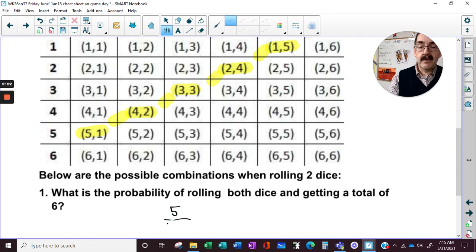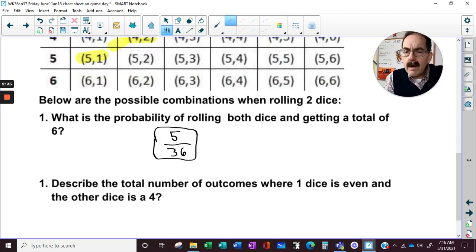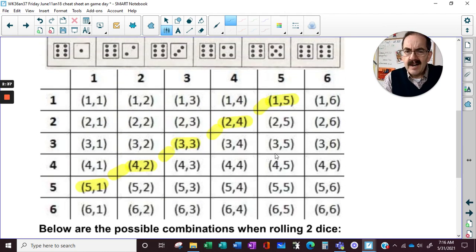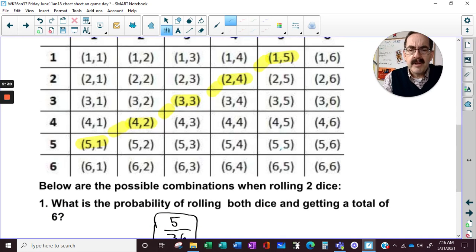5 out of 36. There's 5 combinations that work out of 6 times 6, 36 total combinations. Okay? All right. Now this is the idea of combinations. If you have to, make a note. Plus, plus, plus, 1 out of 36, plus 1 out of 36, plus 1 out of 36, plus 1 out of 36, plus 1 out of 36.